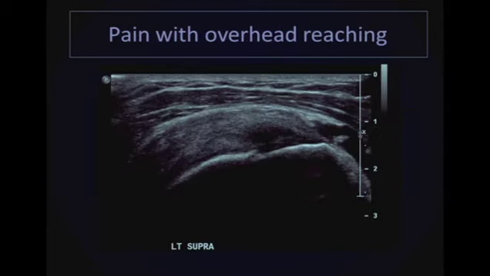Now, this patient was complaining of pain with overhead reaching, and we're looking at the left supraspinatus tendon. Here is the humeral head, greater tuberosity, the deltoid, the skin and subcutaneous fat, and here is the supraspinatus tendon as part of the rotator cuff.